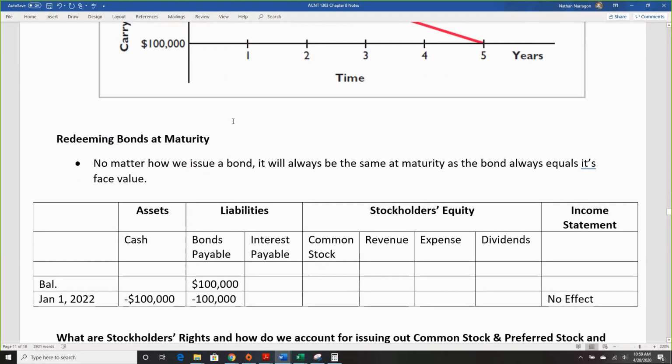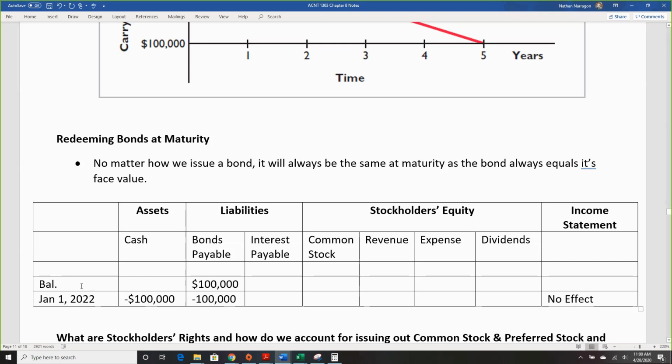Now, when we look at bonds and the redeem, basically it's hit the due date. It's made it to its life. It's going to always be equal to its face value. Again, that's why I've been saying, that's why we amortize discounts and premiums. So when it matures, it is just going to be basically us paying off the bond itself.